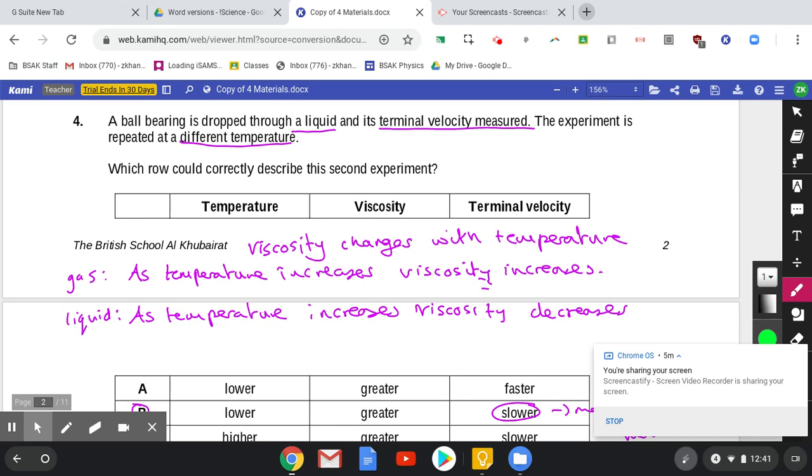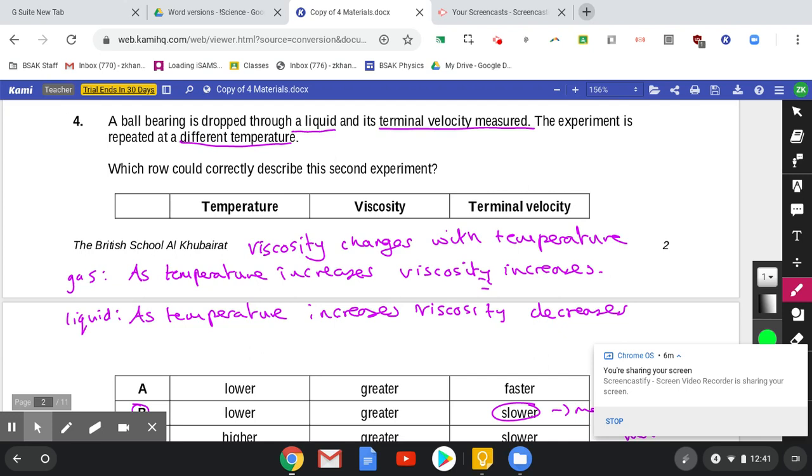Your equation had no mention of temperature when we looked at terminal velocity. However, viscosity does change with temperature. You can add that into your notes. How does it differ from a gas to a liquid? The reasoning behind this goes beyond what we need to know in year 12, but I will go over it. So for a gas, as the temperature increases, the viscosity also increases.